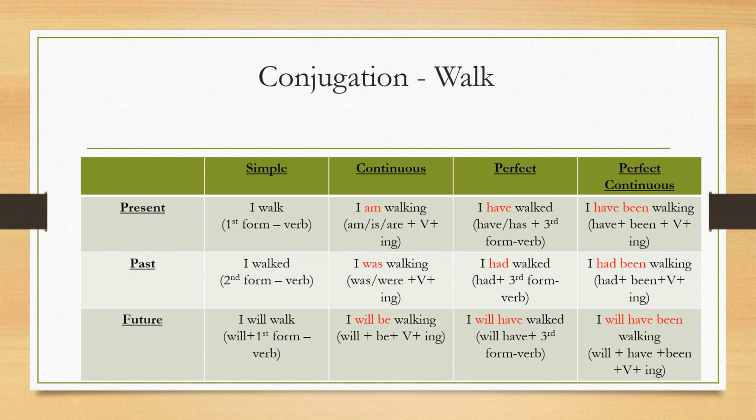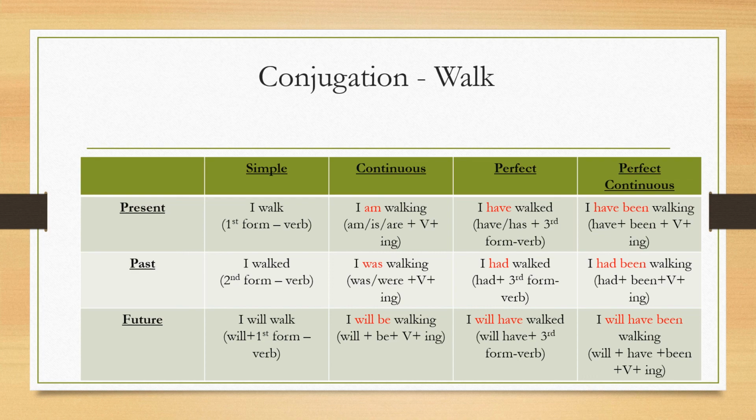In the past simple, you need to use the second form of the verb, I walked. Future simple, you need to add will plus the first form of the verb, I will walk. Will plus first form of the verb. So we have completed this structure of simple tense.